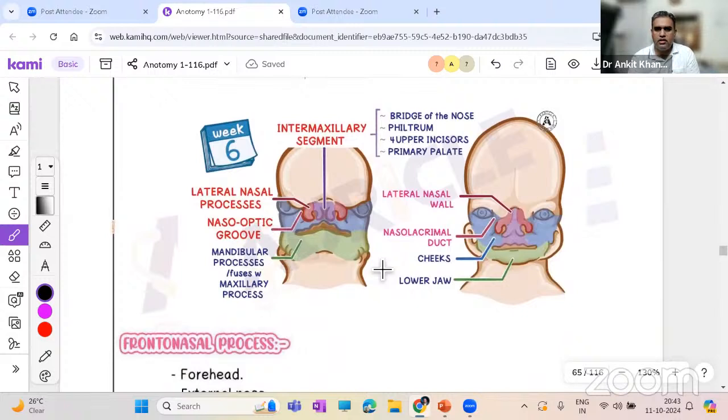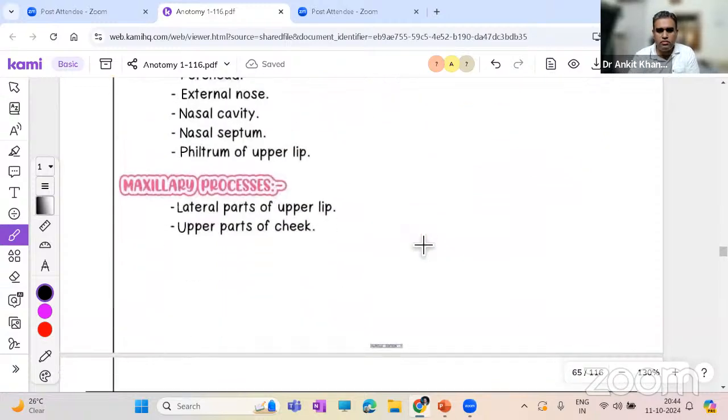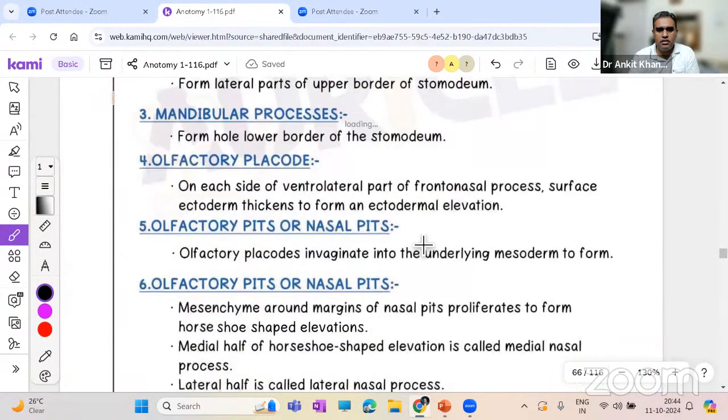Okay, let us see over the weeks, also written over here. What happens in week 6, beautifully written so that you understand. It is best understood with the help of diagrams like these. Here we are seeing the lateral nasal process, and this is the midline intermaxillary segment that gives rise to the medial nasal process. Then we have this green mandibular process, and between the lateral nasal and this green, we have this blue color, which is the maxillary process. I will show you a better diagram, then we'll see the different derivatives.